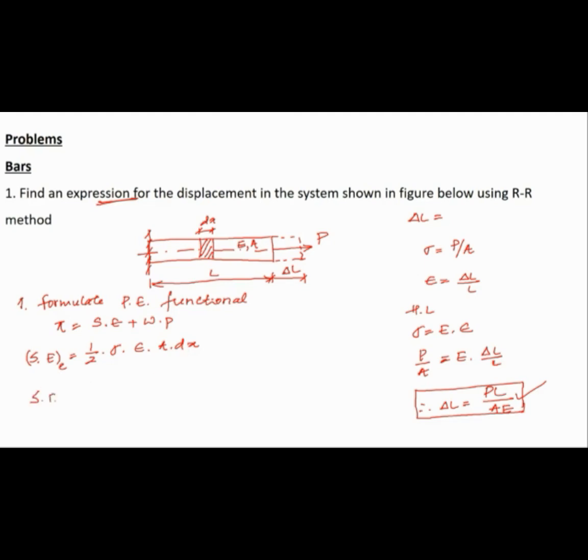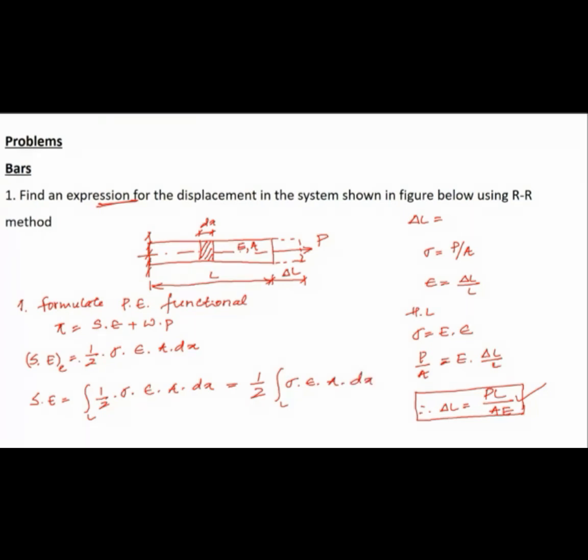Now if I want to find out the total strain energy, it is integration over the length of the bar, half into stress into strain into area into dx. So this will be equal to 1 by 2. I'll take it outside the integration. That is integration over the length of the bar, stress, strain, area into dx. Strain energy in a bar is different, in a beam it is different. So strain energy in the bar is given by half into stress into strain into volume. So as I am doing it for the element, I have considered the volume of the element.